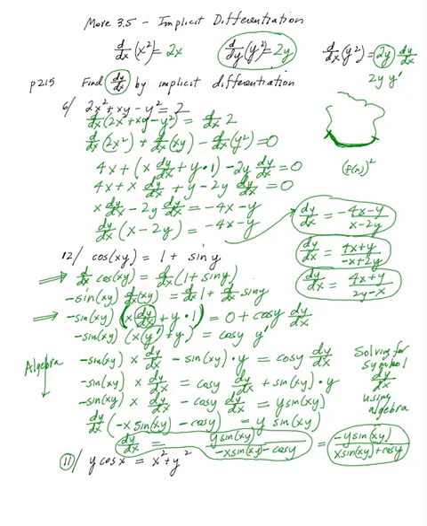Let's do some more of section 3.5, implicit differentiation. Kind of as a warm-up, I want you to think about these three problems at the top. The derivative with respect to x of x squared, the derivative with respect to y of y squared, and the derivative with respect to x of y squared. Take a moment and think about the answers for each one of those.